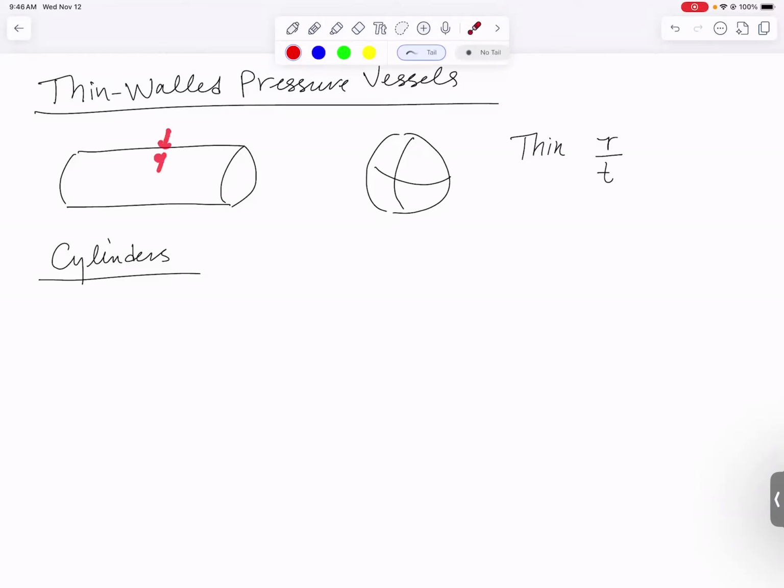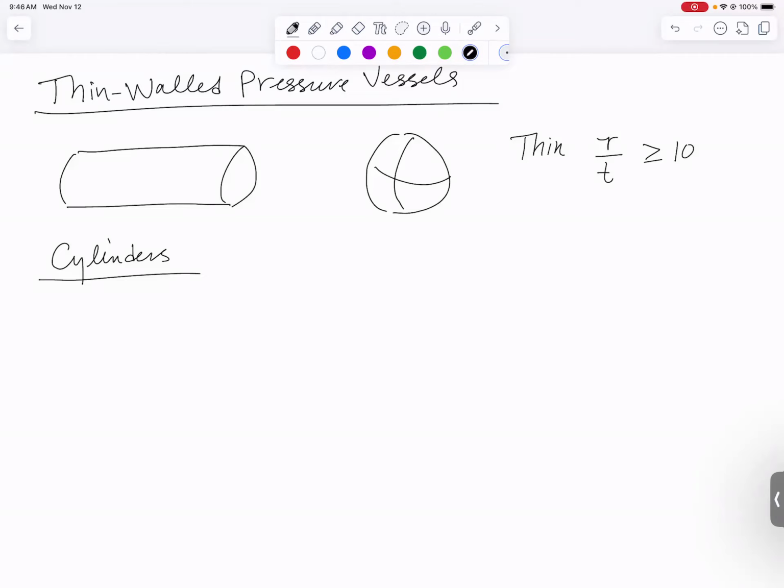So the thickness would be the thickness of the wall right here, or the thickness of the wall right here. The ratio of the overall radius to the thickness needs to be bigger than 10. If it's smaller than 10, then the equations we're going to use here are going to be pretty inaccurate. You really need to come back for an advanced mechanics of materials class to learn how to handle thick-walled pressure vessels. So today we're limiting ourselves to thin-walled pressure vessels, and we are going to figure out what the stress is in those thin walls.